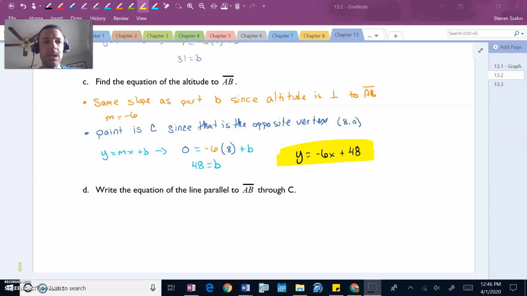And for part C, again, we're perpendicular to segment AB because it's the altitude to AB, but we're using point C, 8, 0, since that's the vertex opposite segment AB. Using the negative 6 slope and the point 8, 0, we've got our new equation in slope-intercept form. One left.